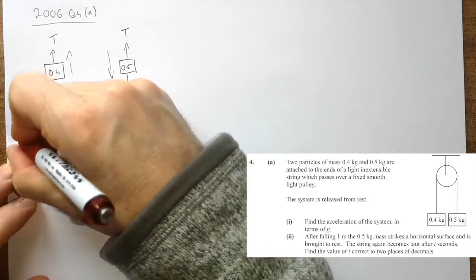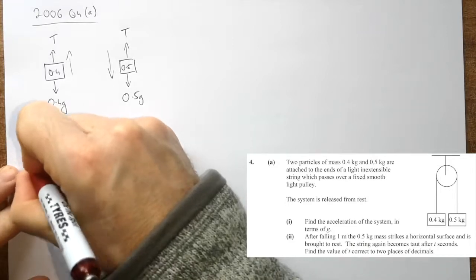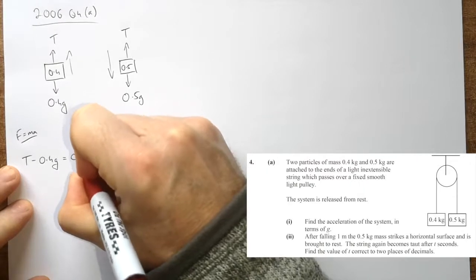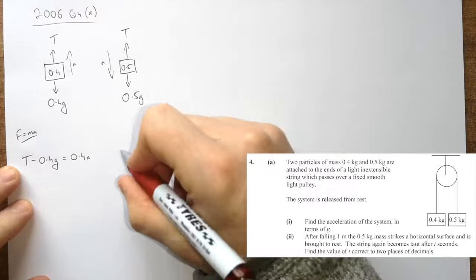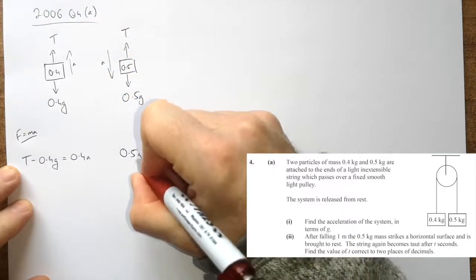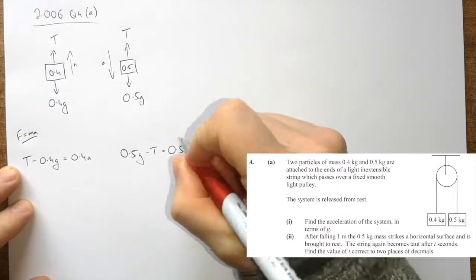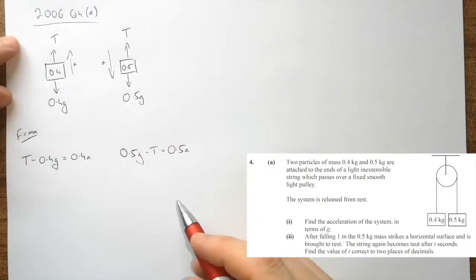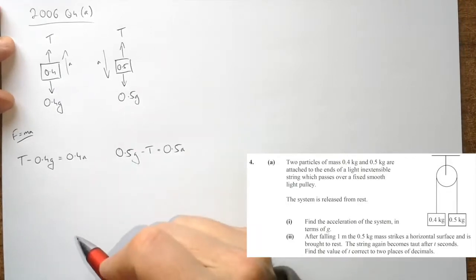So, F equals ma. Well, we have T minus 0.4 g equals 0.4a. Okay, so of course a in that direction, a going down there. And going down, we have 0.5 g minus T equals 0.5a. Sometimes in marking schemes, you'll see them using f for the acceleration. I'd love to know why, but it doesn't really matter once we have a little constant to indicate it.